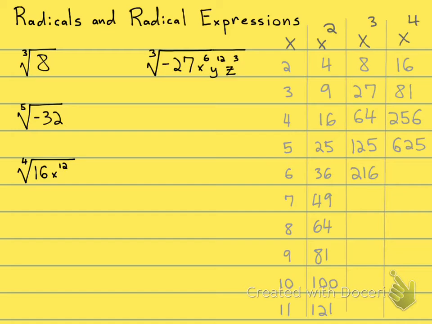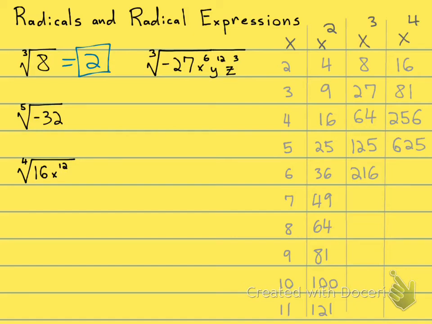So when we go back to these problems and we look at the cubed root of 8, I can see that 8 is a perfect cube, and it's a perfect cube of 2. So the cubed root of 8 is 2. Okay, no more radical. That 2 comes out.